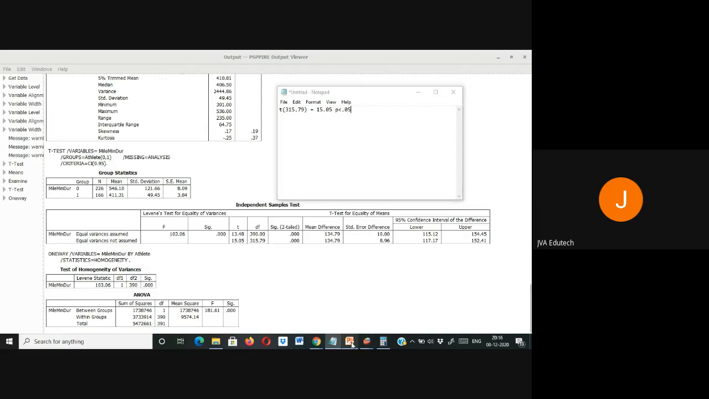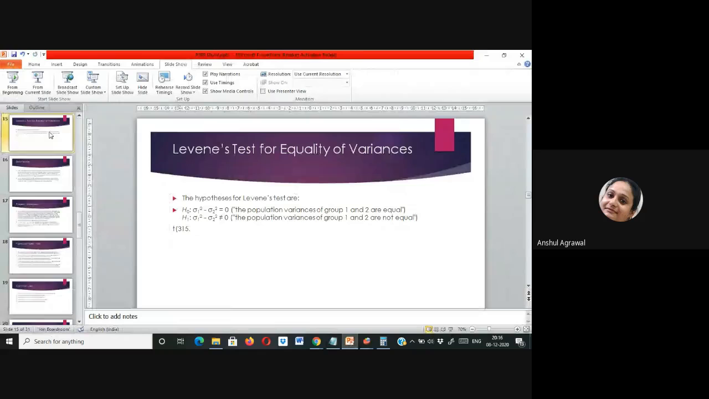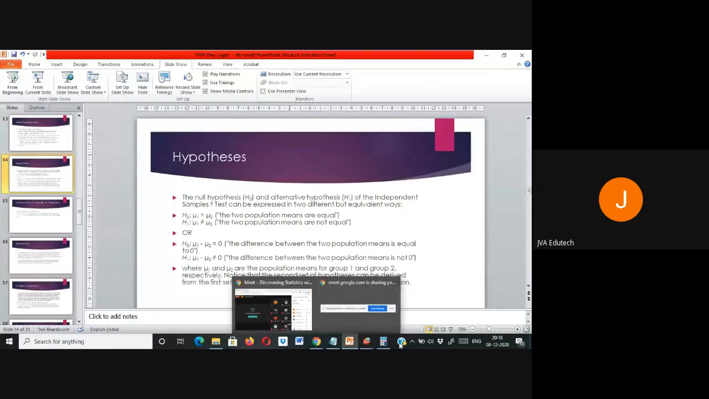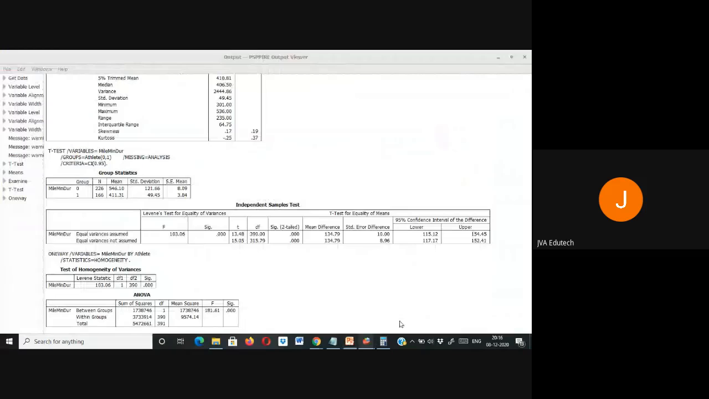And what was our null hypothesis? The null hypothesis was that mu1 is equal to mu2, meaning there is no significant difference between the two groups. Now this null hypothesis is rejected, so the final result is that there exists a significant difference between the athletes and non-athletes. The time taken to run a mile is significantly different between athletes and non-athletes. And how much that difference is, you have to report that also.